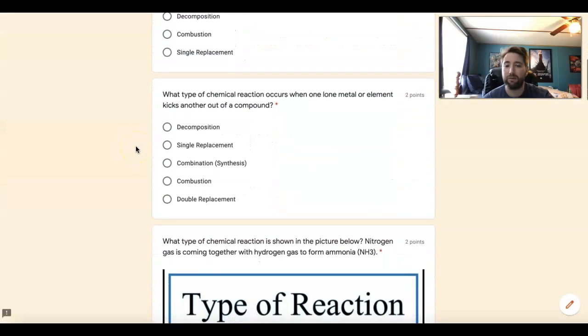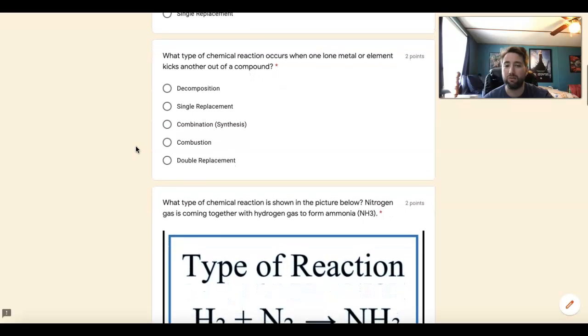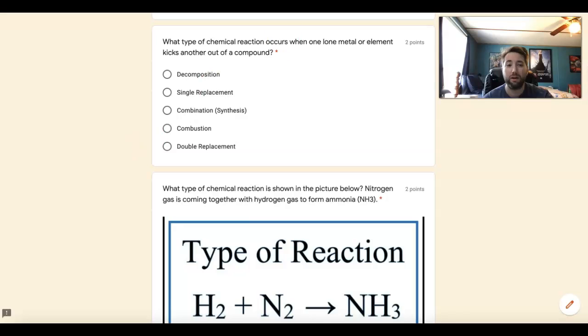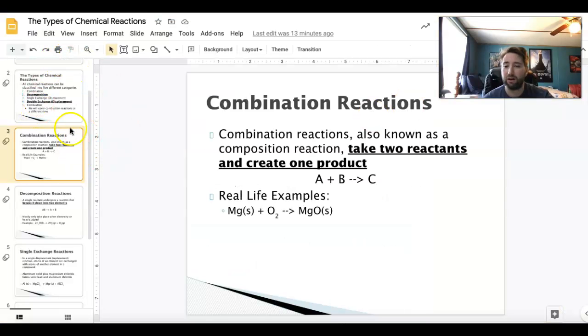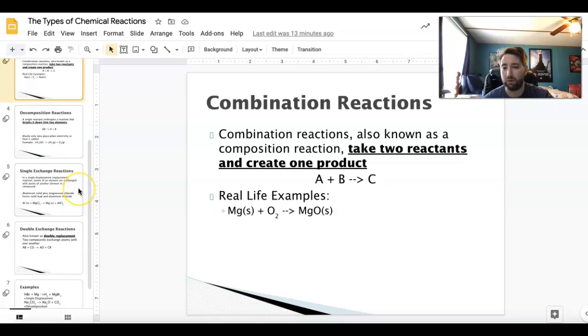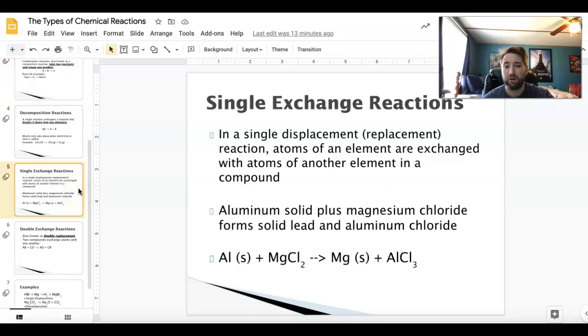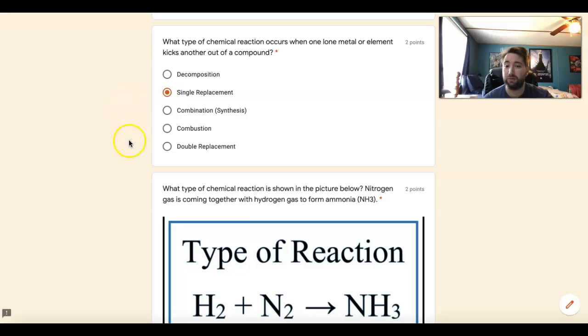Alright, what type of chemical reaction occurs when one lone metal or element kicks another out of a compound? We've already used combination and decomposition, so it can't be either of those. So let's talk about single exchange or double exchange. Single exchange says atoms of an element are exchanged with atoms of another element in a compound. That seems like what we were talking about, because in this example we've got one lone metal, one lone element, kicking out another one. So I'm pretty sure that one's going to be single replacement.